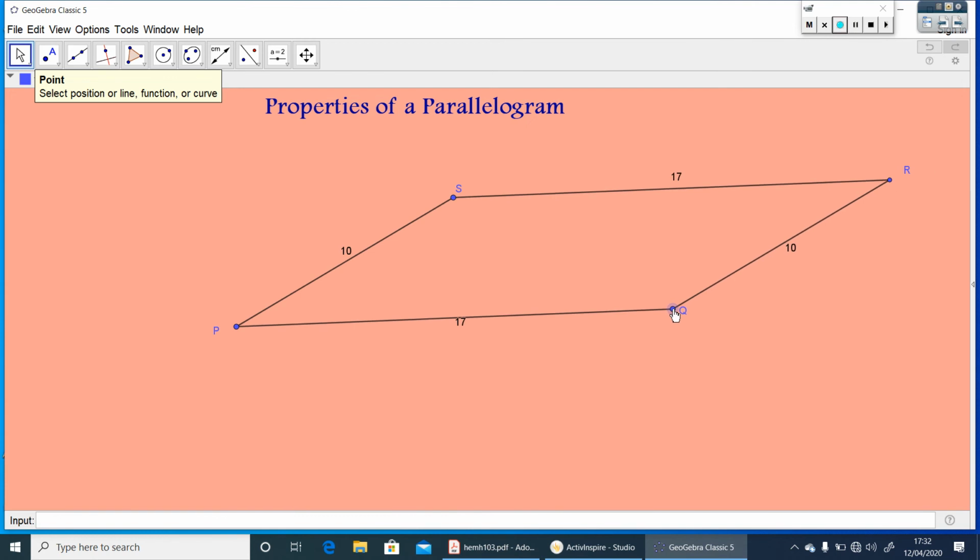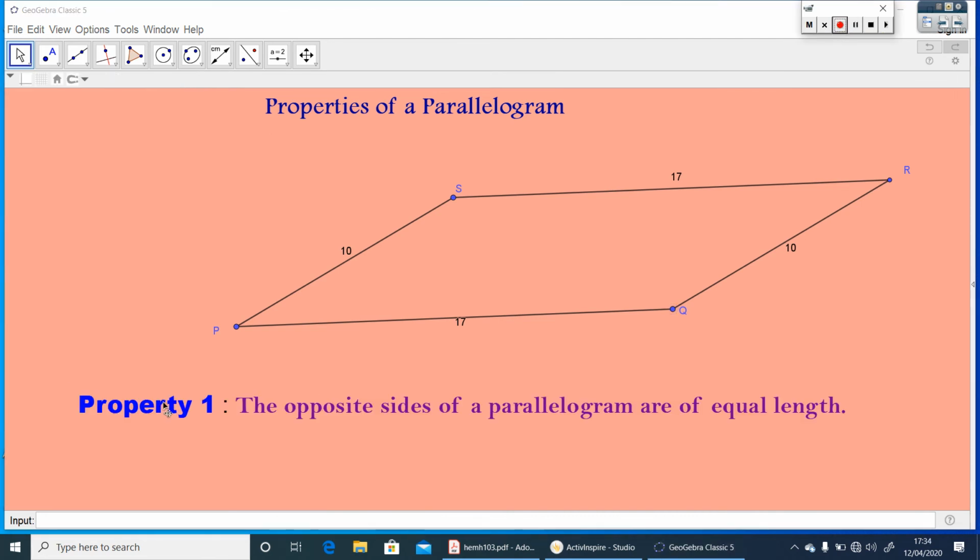So this is the first property of a parallelogram. Opposite sides are of equal length. That is, the first property is the opposite sides of a parallelogram are of equal length.